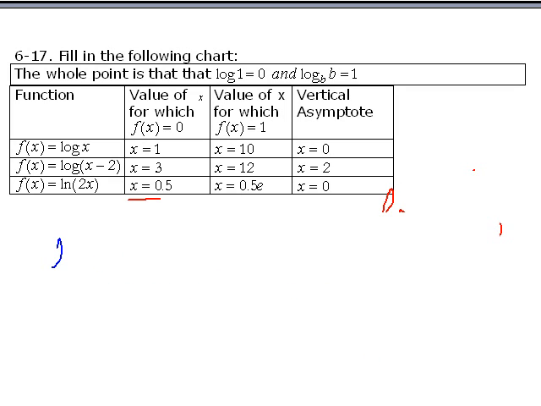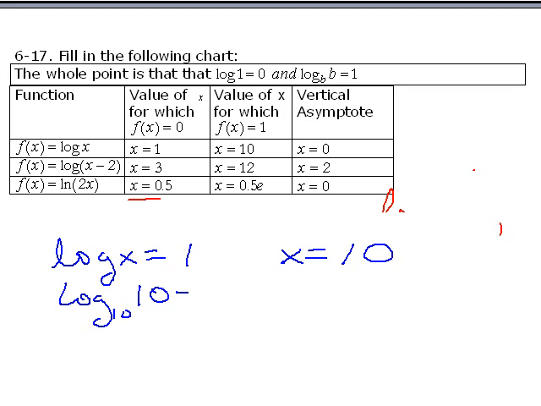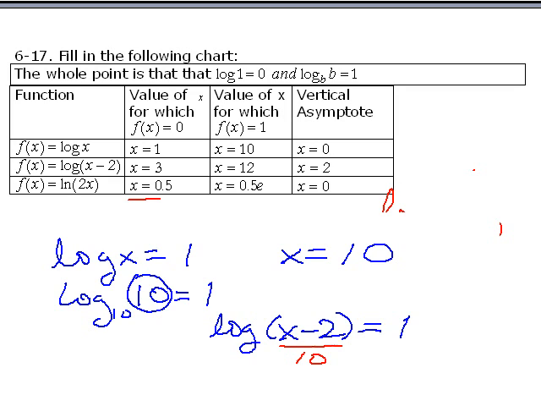All right, let's start with this one. When is the log of x equal to 1? Well, it's equal to 1 when x is 10, correct? The log of whatever base, this is base 10, of 10 is equal to 1. So if you have log of base 10, whatever's in here has to be 10 in order to be 1. So let's look at the next one. Log of x minus 2 equals 1. That will happen when all this is equal to 10, or when x is equal to 12.